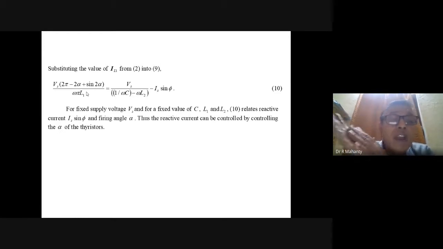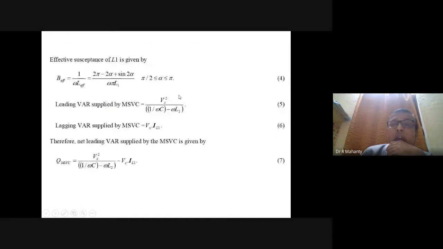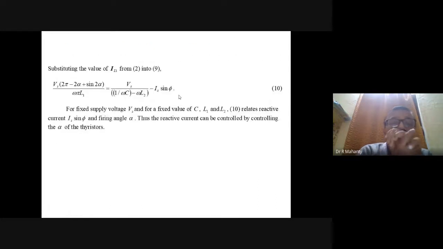Okay, now you can see that for fixed supply voltage Vs and fixed value of C, L1 and L2. Okay, C is this capacitor value, and this is L1 and L2. So you can write here that for fixed supply voltage Vs and for fixed value of C, L1 and L2, equation 10 relates reactive current Is sine phi and firing angle alpha. Thus, reactive current can be controlled by controlling alpha of the thyristors. So what it is basically doing is that you are measuring the value of Is sine phi.